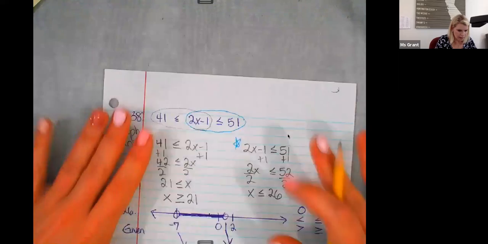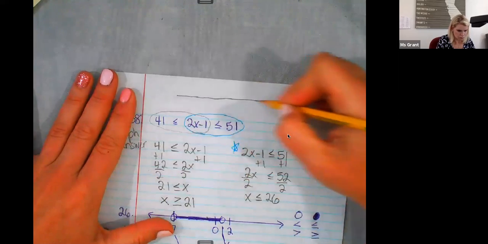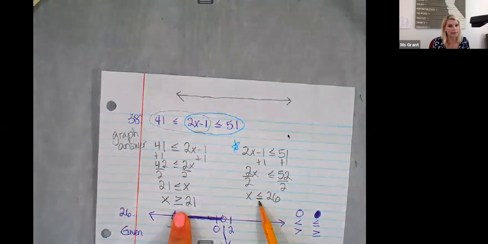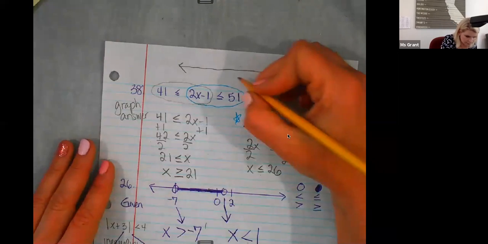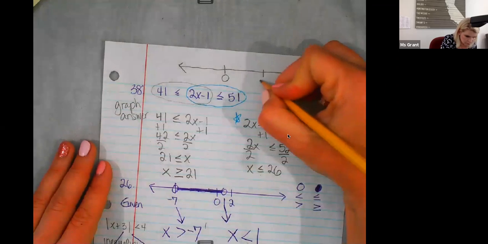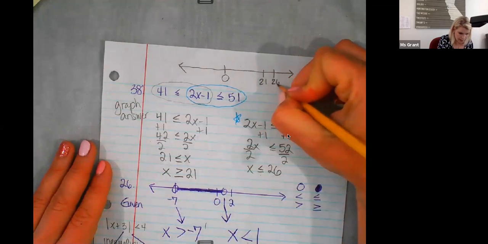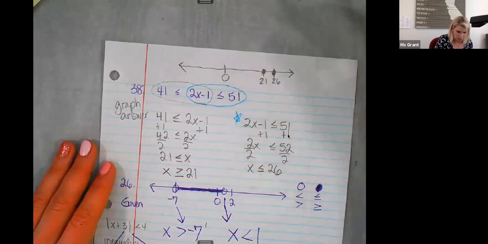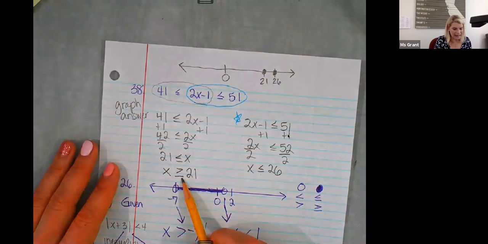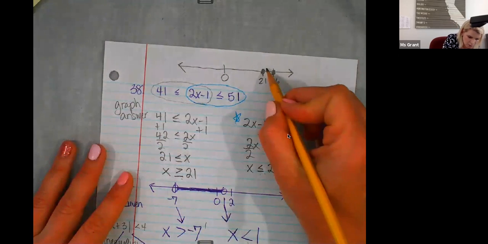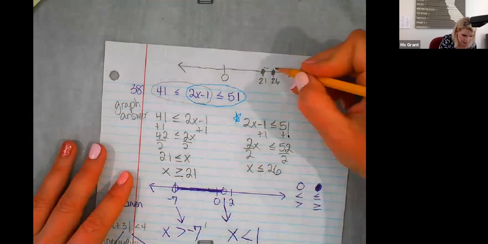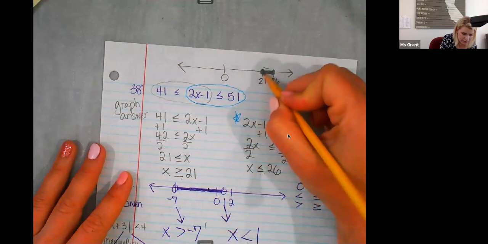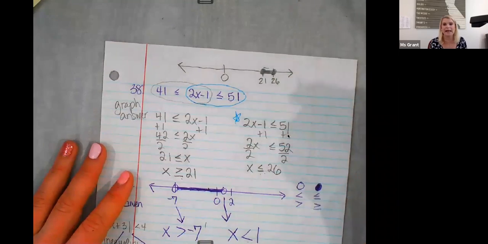Okay, so then you would have 2 closed circles, right? And I'm going to do 21 and they're both closed. Greater than 21, less than 26. Greater than 21 goes this way, less than 26 goes this way. So I'm going to have an and. Remember I was telling you the difference and versus or? That's an and inequality.